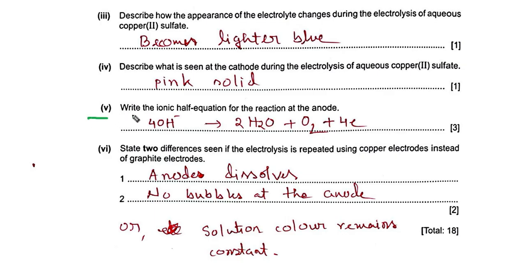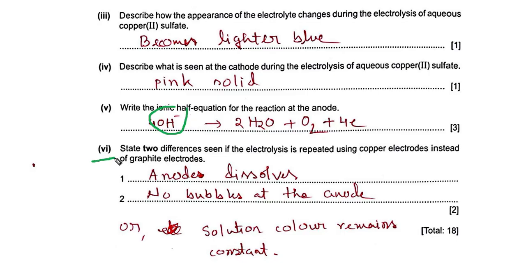Number 5. Write the ionic equation for the reaction at the anode. During the electrolysis of aqueous copper(II) sulfate, an oxidation reaction occurs at the anode. 4OH⁻ loses 4 electrons to form O2 and 2H2O. At the anode, hydroxide ions give electrons to produce oxygen and water. This is an oxidation reaction because hydroxide ions lose electrons.